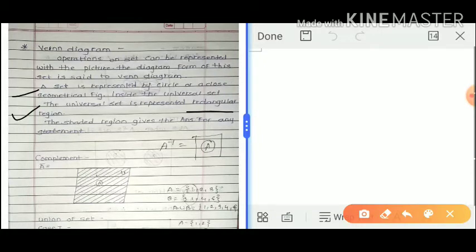A shaded region gives the answer for any statement. When we shade a particular region of a set or the universal set, the shaded region is the answer for a particular statement. Okay, so next.